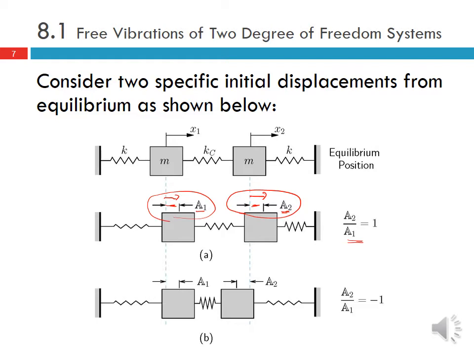An alternative set of initial conditions is that both masses are displaced the same amount. So again, the magnitudes of a1 and a2 are equal, but this time they are displaced in opposite directions. So they're both kind of brought together and the center spring becomes squished.